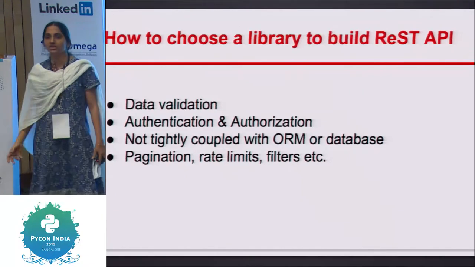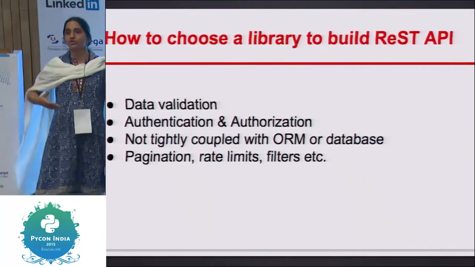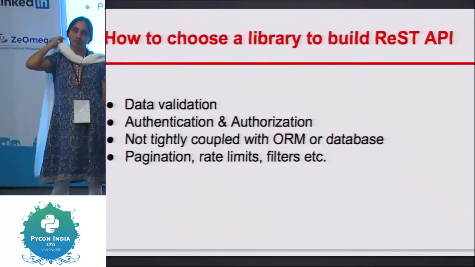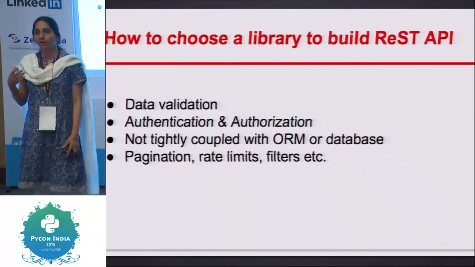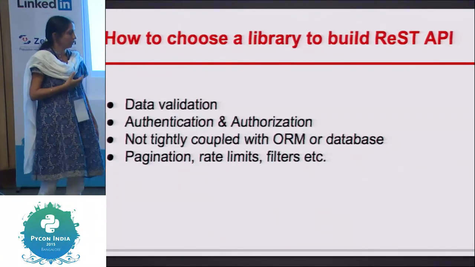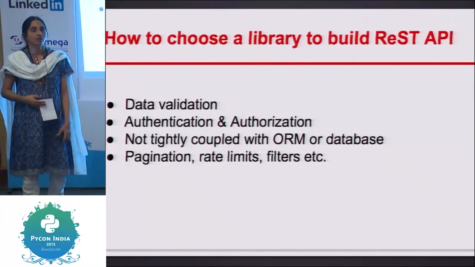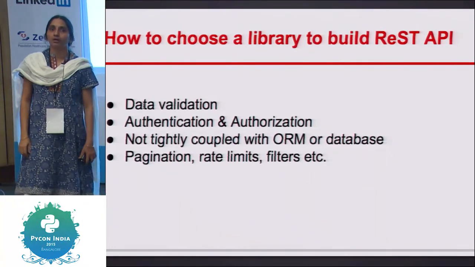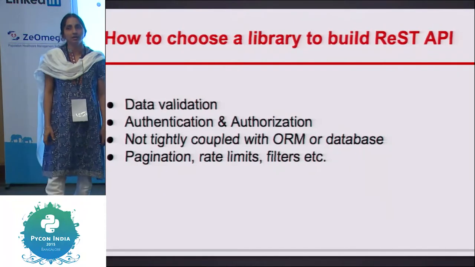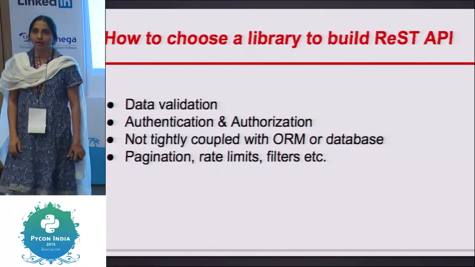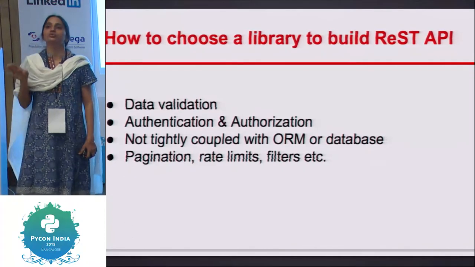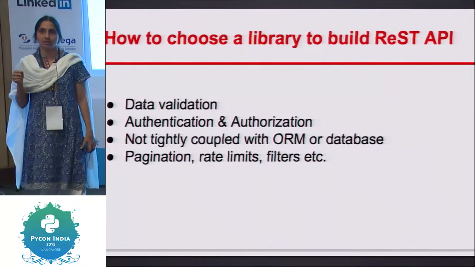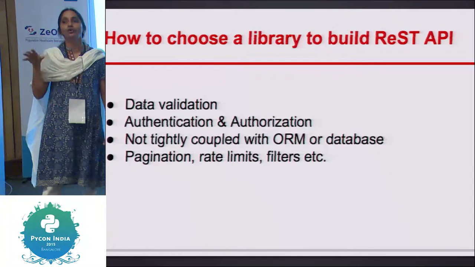And the libraries should support pagination. You don't want to show all the customers on one single page, right? I just want 50 of them to show on my first page, etc. So the API library should be able to support pagination. What do you mean by rate limits? You might have seen with Twitter or Google APIs or any good APIs, they have a rate limit that you as a user cannot request more than, maybe, 300 requests per hour, let's say, so that their servers are not overloaded.